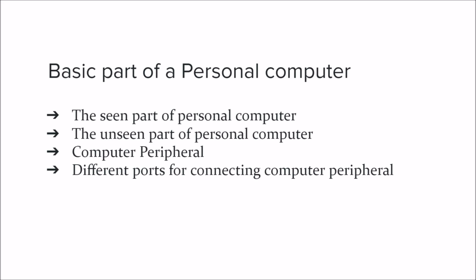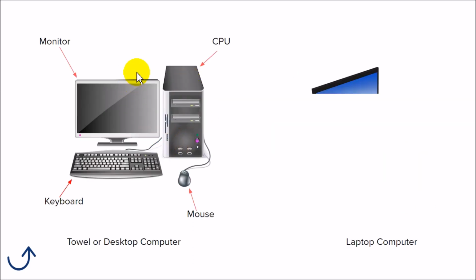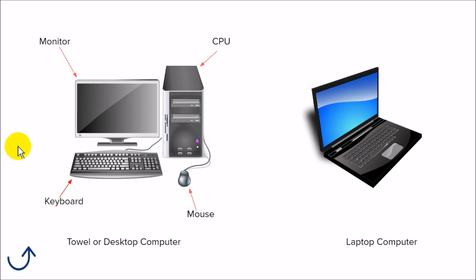Okay, so let's get started on today's video. We are going to be looking at the basic parts of a computer system. Let's look at what we mean by basic parts of a computer. This is actually known as the seen part of the computer system. These are those parts that, once they are connected together, the computer actually functions. We have the CPU, the monitor, the keyboard and the mouse. They are what is known as the system unit.